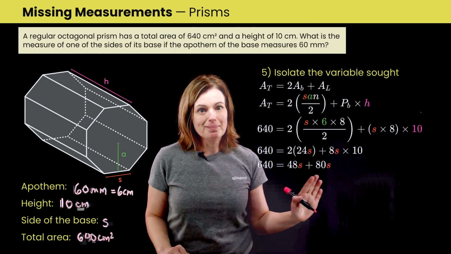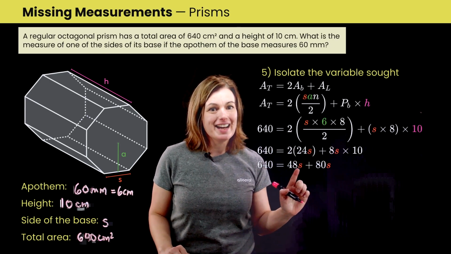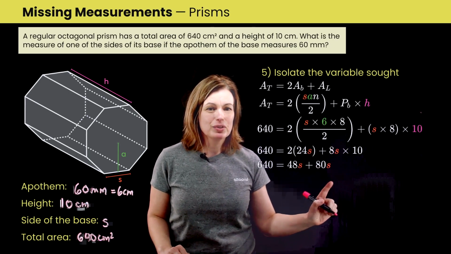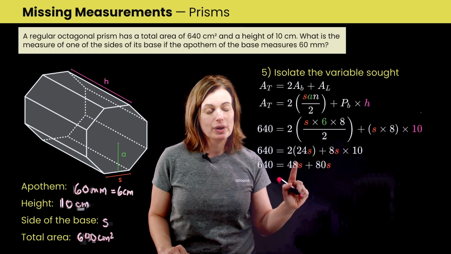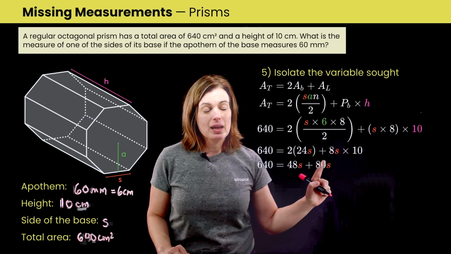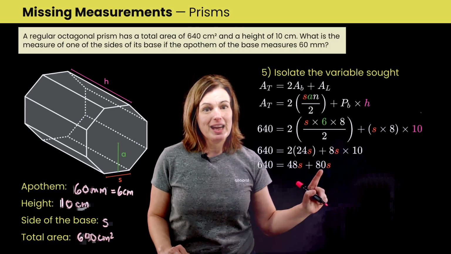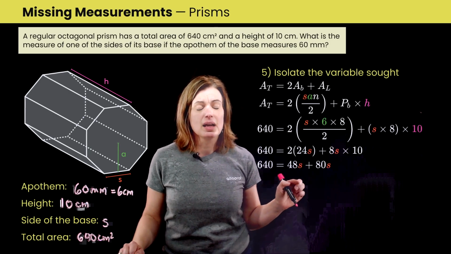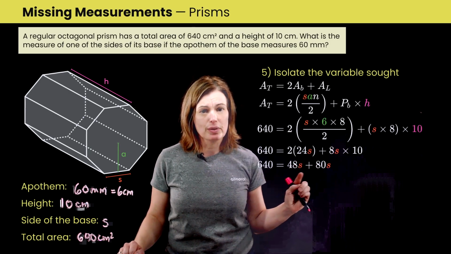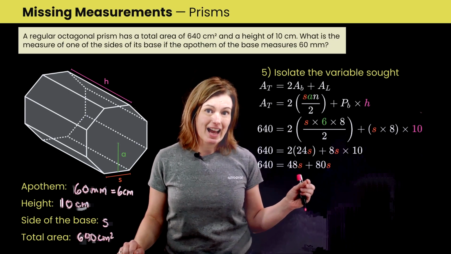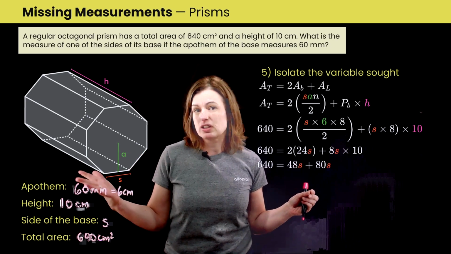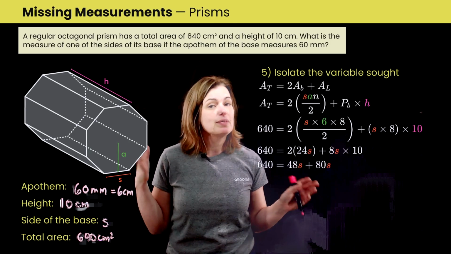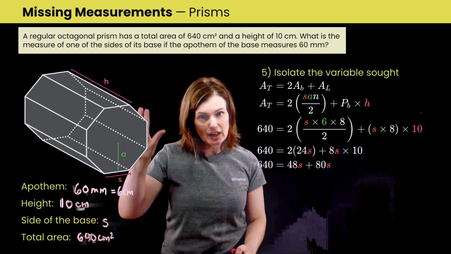Another round of math here. And we've got 48S plus 80S. So when I took 2 times 24, it gave me the 48S. And 8S times 10 gives me 80S. Of course, 48S and 80S are like terms because both of them have the S. So I get to add these together. And they're still just equal to the 640 total area. That hasn't changed. Okay, I haven't touched that left-hand side yet.